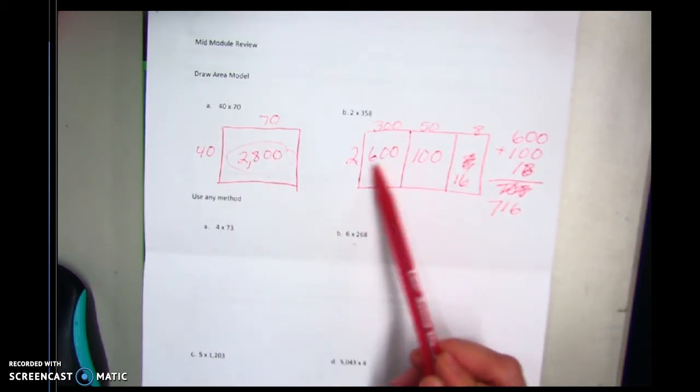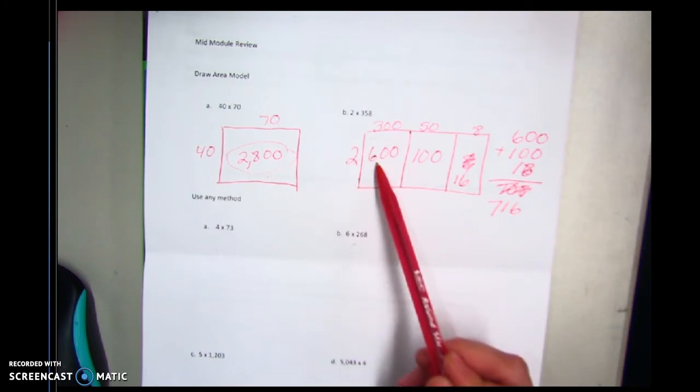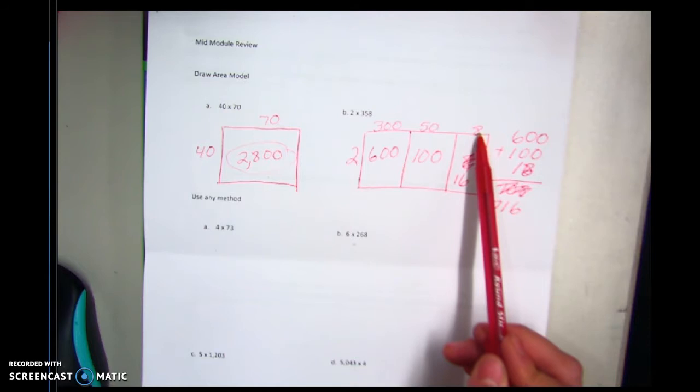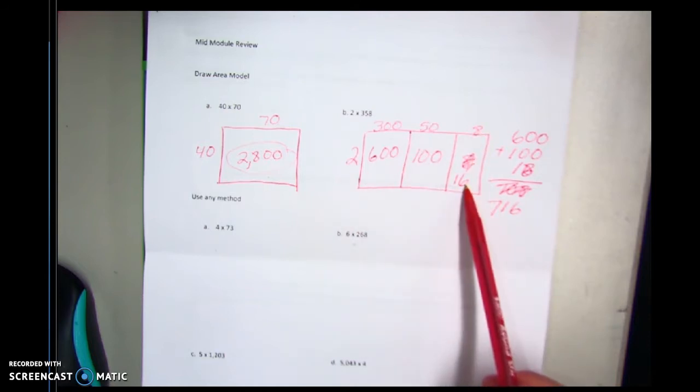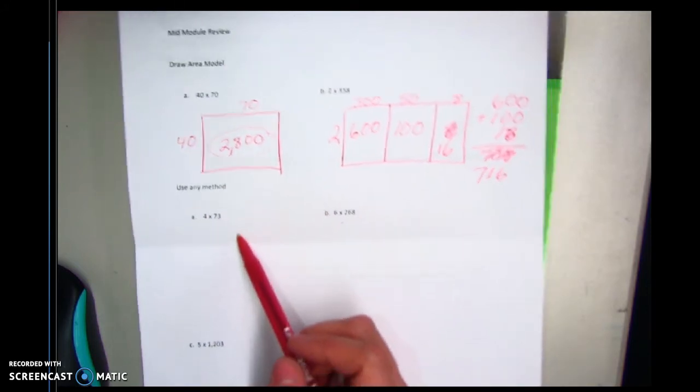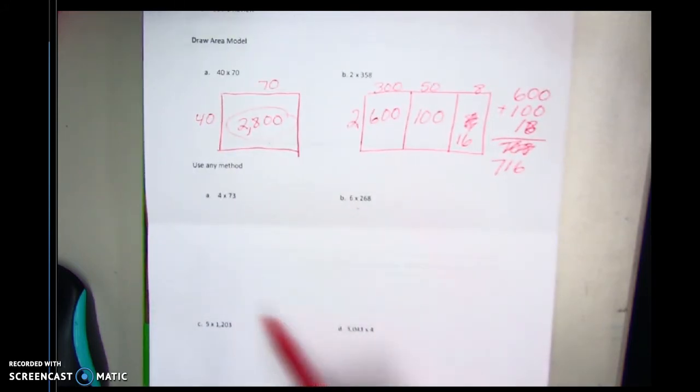And here we've sectioned it off where 300 times 2 is 600, 50 times 2 is 100, and 8 times 2 is 16, for an answer of 716. Get it? Got it. I can use any method on these four problems.